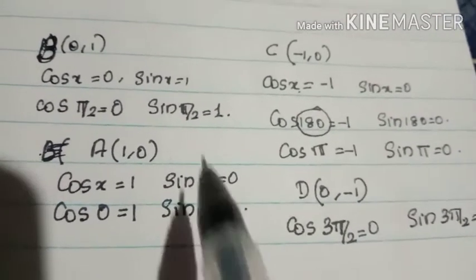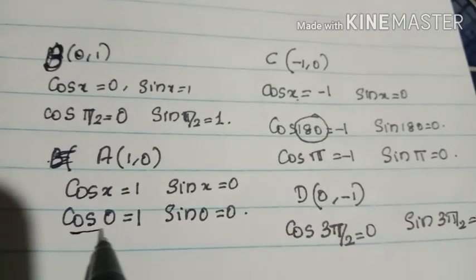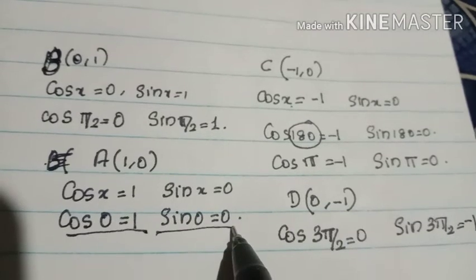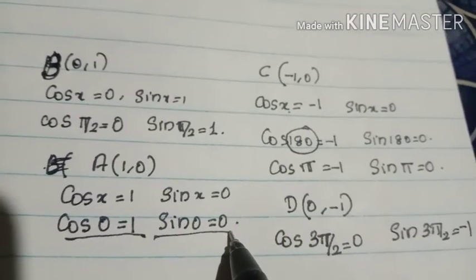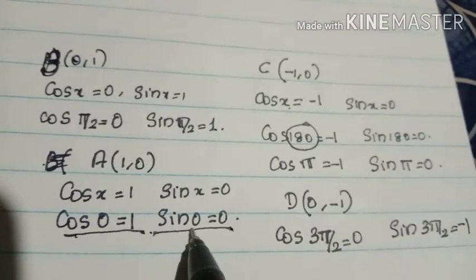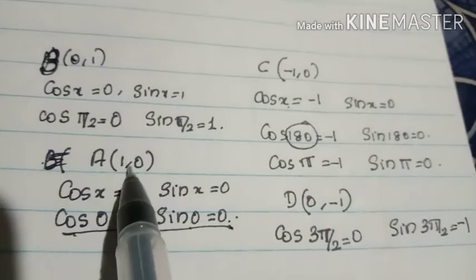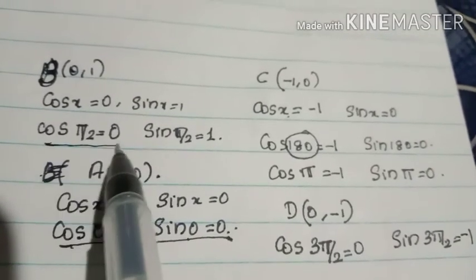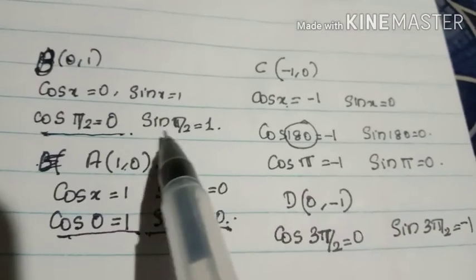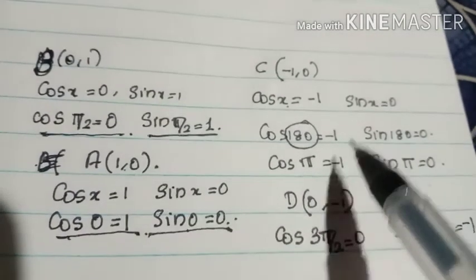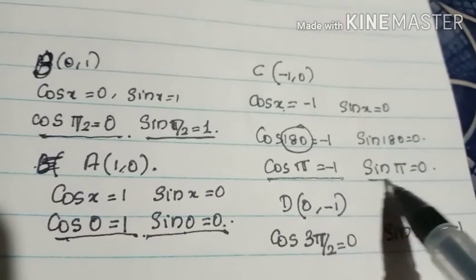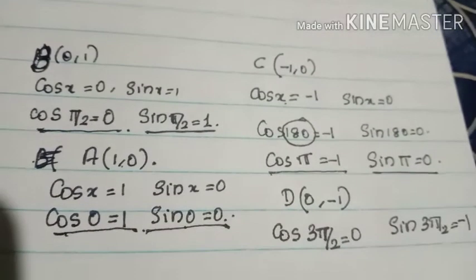So let us consider these values. What is cos 0? Cos 0 is 1. Sin 0 is 0. Let's start here. Cos 0 is 1, sin 0 is 0 at the point 1, 0. Now move to B. Cos pi by 2 is 0, sin pi by 2 is 1. Then here cos pi equals minus 1, sin pi equals 0.